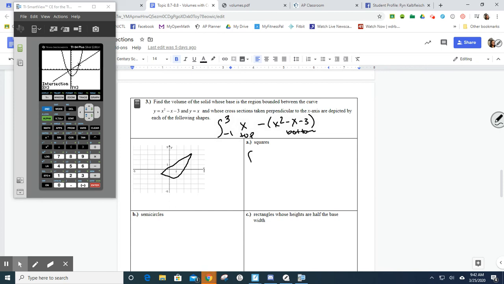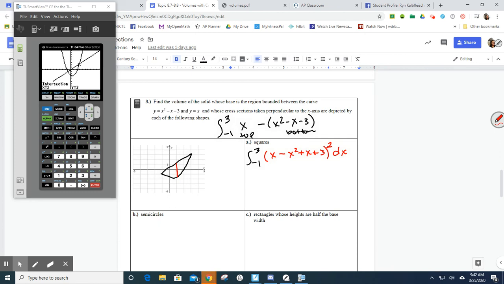So if I want squares, I'm going to be going from -1 to 3. My squares are all perpendicular to the x-axis. So my squares are going to be going from here to here. So that's the side of one of my squares. So it's going to be top minus the bottom. Notice how I write this. I'm distributing that minus sign, squared, dx. And that's what I would have to take the integral of.